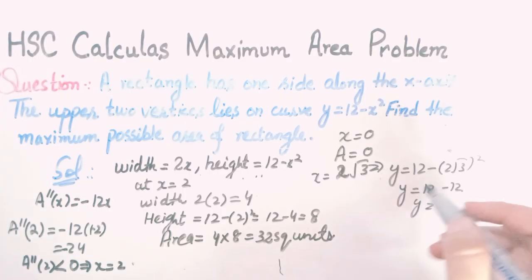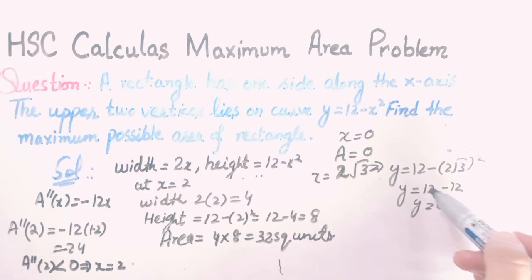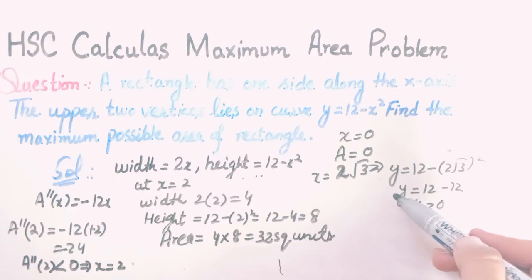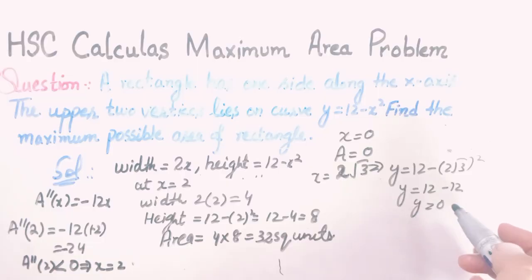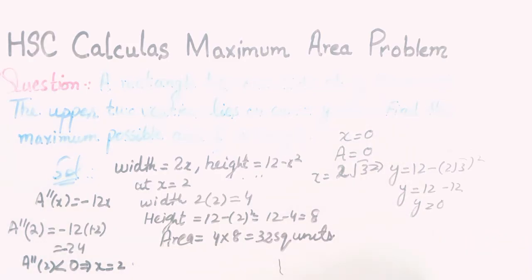If we look at our domain's extremes, at x equals 0 the rectangle has 0 width, so the area is 0. On the other hand, if we take x equal to 2 root 3, the height becomes 0, so the area is also 0. Therefore, somewhere between these two boundary points, the area must rise to a peak and then fall down. This conceptual understanding is incredibly helpful for tackling difficult extended response questions.